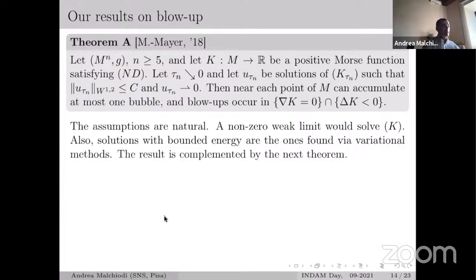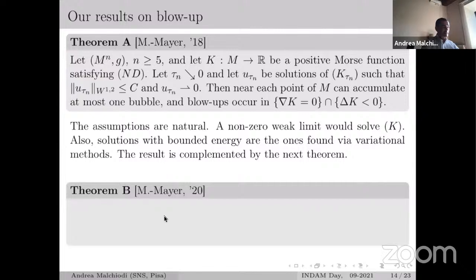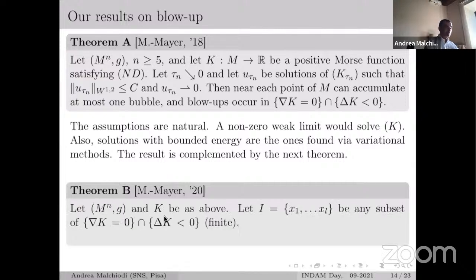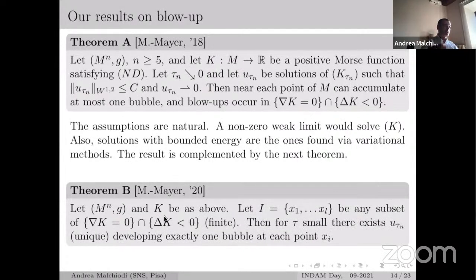The result is complemented by the next theorem, which shows the sharpness of this result. Still joint work with Martin Meyer. Let's consider a manifold of dimension greater or equal to 5 and a function k as above. The possible blow-up points are at critical points of k with negative Laplacian. I fix any combination of points that lie in this set, which is a finite set. Then we can find solutions that blow up exactly at these points.